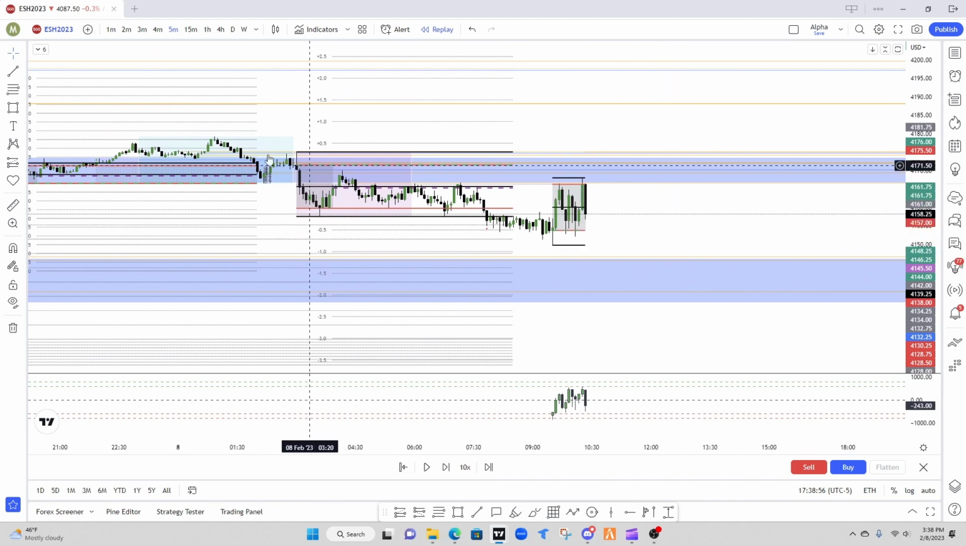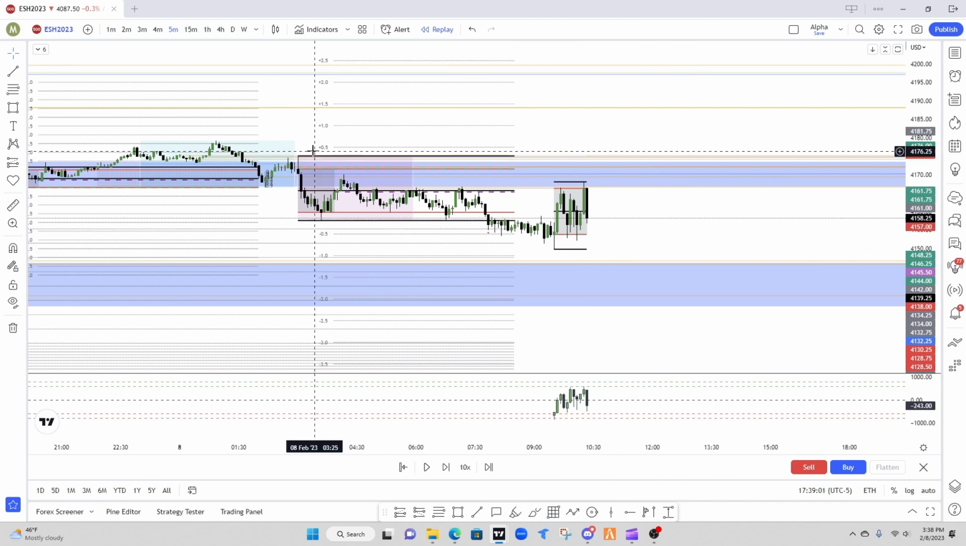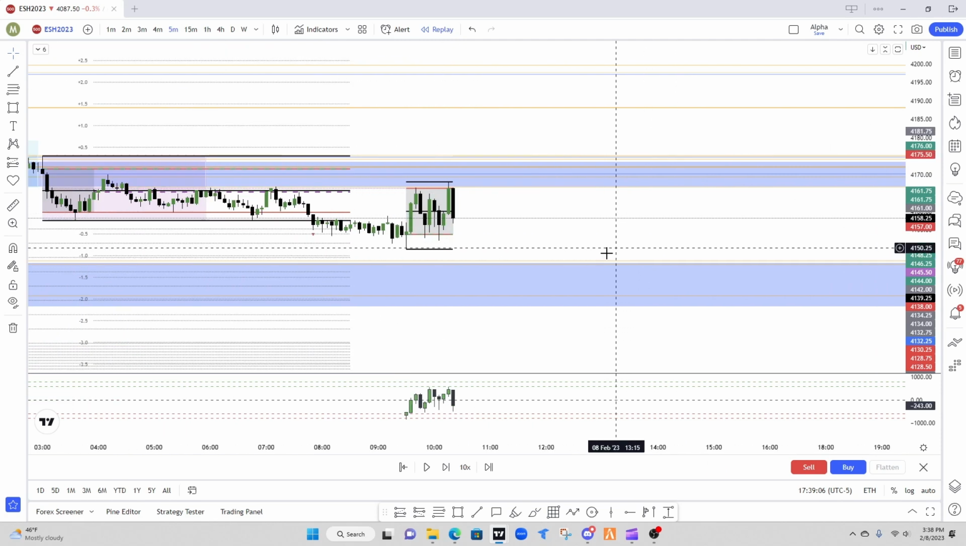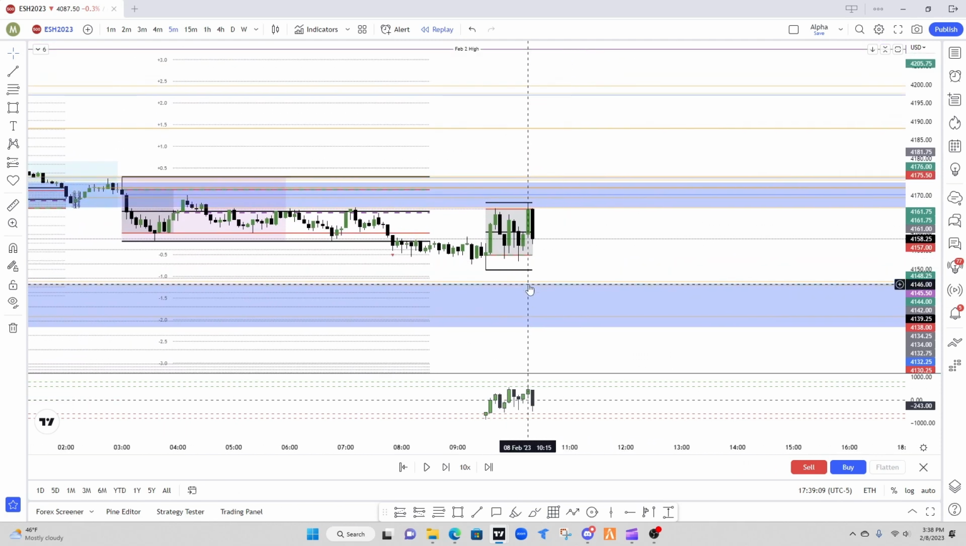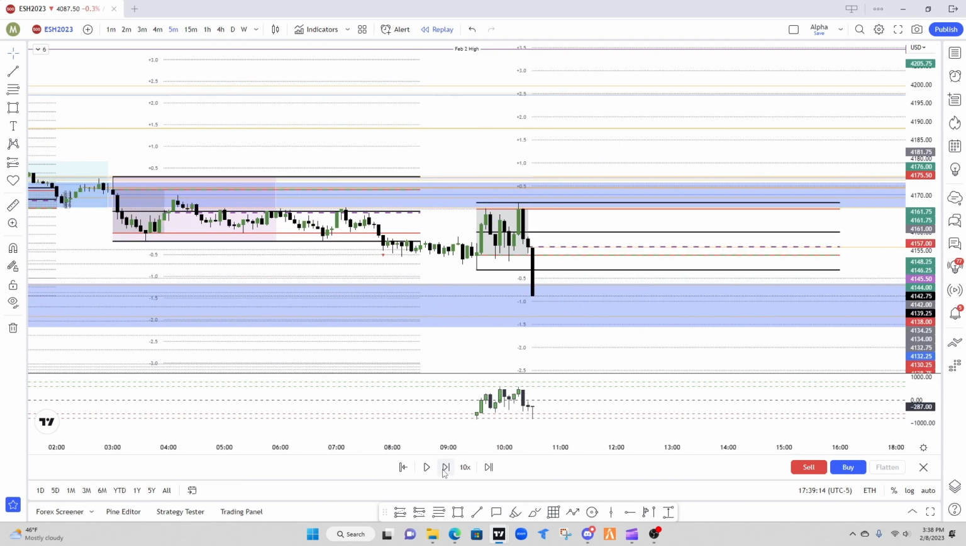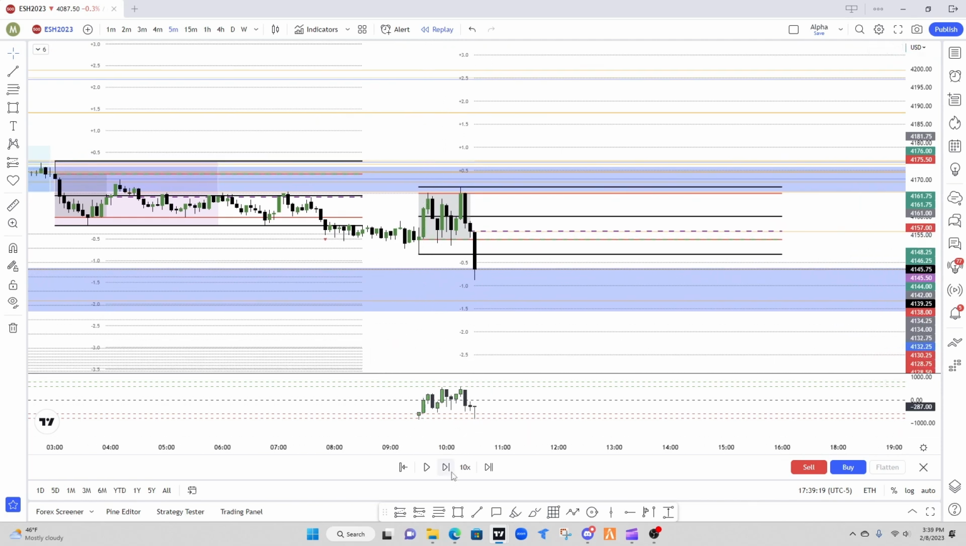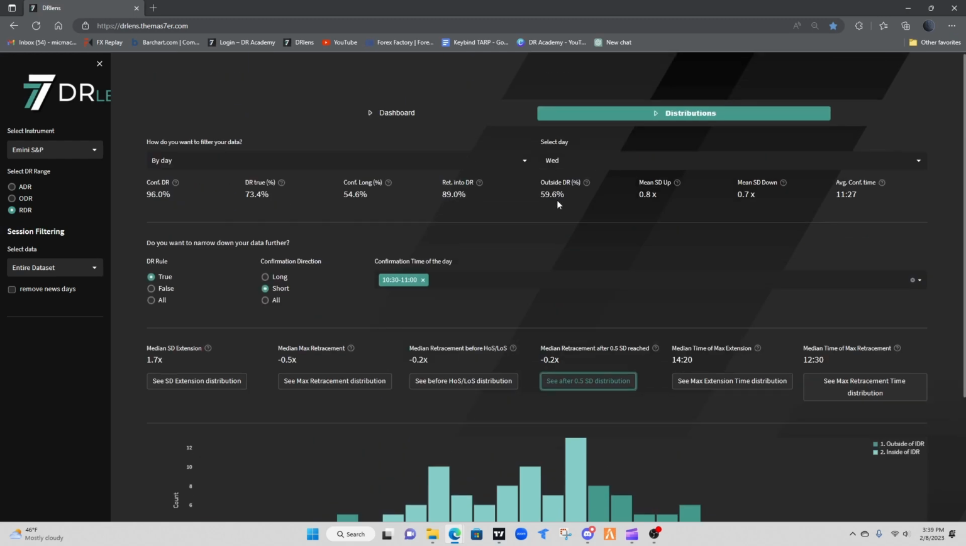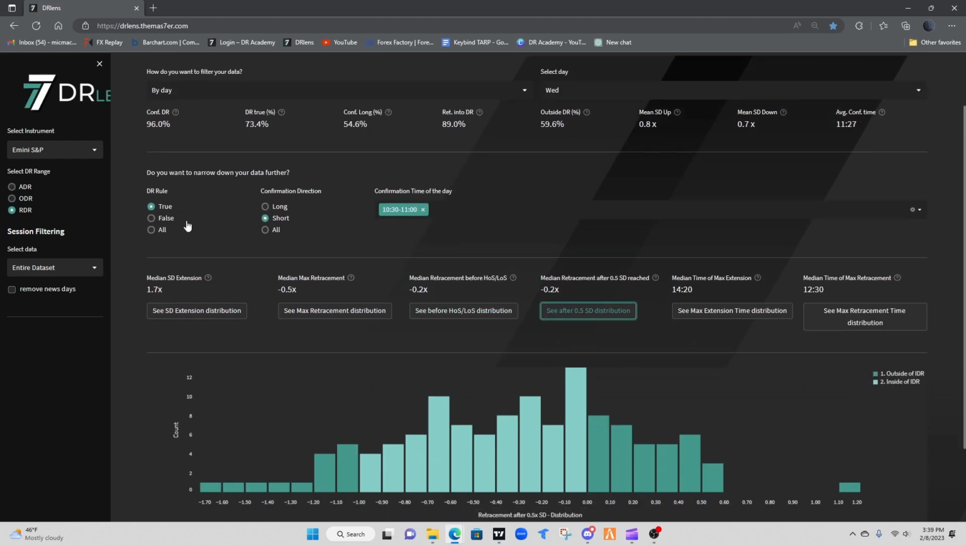So, as we can see, we are in a downward expansion model. We did have this little blip above, but ultimately we are in a downward expansion model. We are sitting right now at the 10:30 candle, and the 10:30 candle comes and we get our confirmation. So at 10:30, let's bring up the DR lens. We already have it set up for Wednesday, 10:30, true and short.